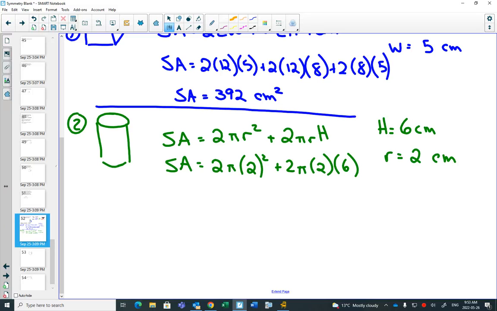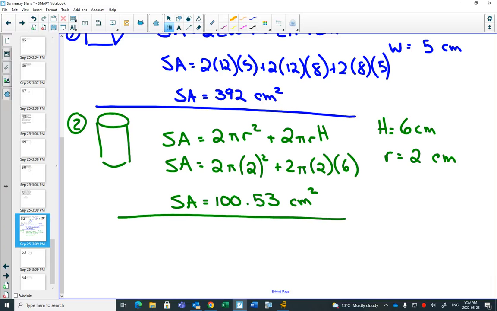Did you get 100.53 when you typed this one into your calculator? Yes? No? Did that work when you typed it in your calculator? Double checking that we got the same answer? Okay, so now I could draw a line here, and I'm going to switch colors.